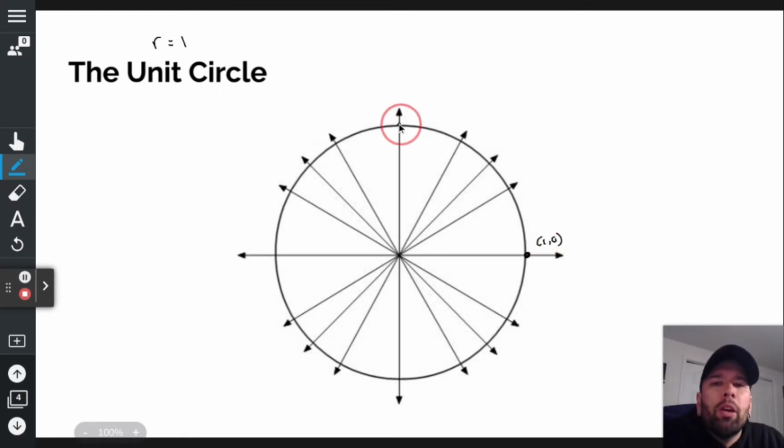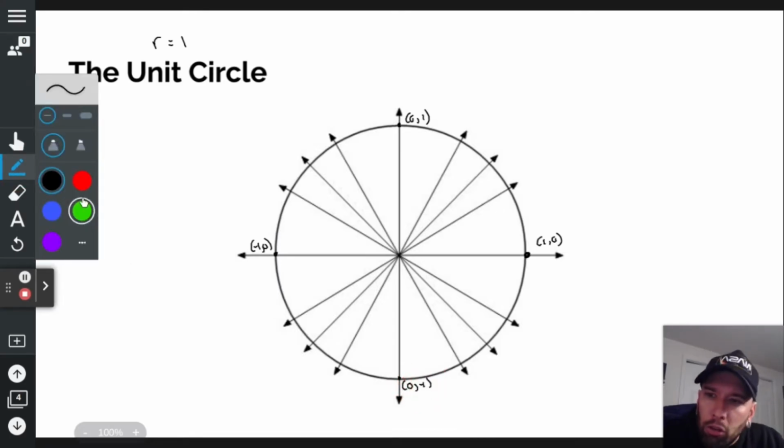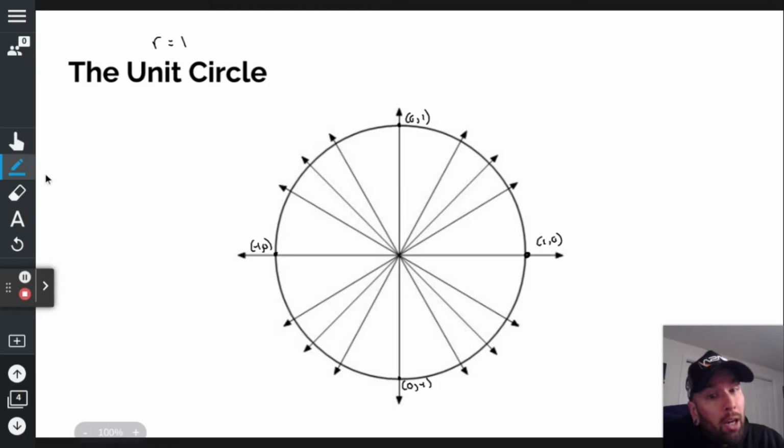That gives us the point right here of (0, 1). That gives us the point right here of (-1, 0). And that gives us the point right here of (0, -1). Now, with the unit circle, we have measurements that we care about. We know that an angle is measured starting from the right and working our way counterclockwise, okay?